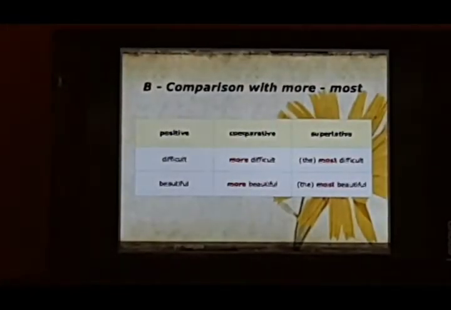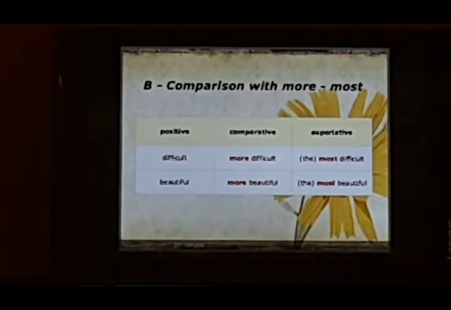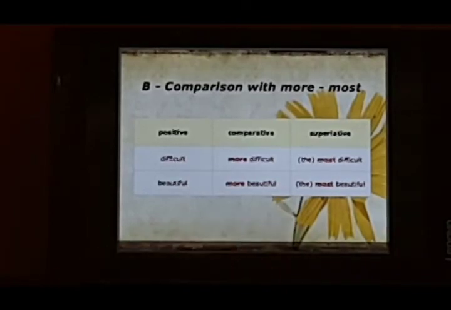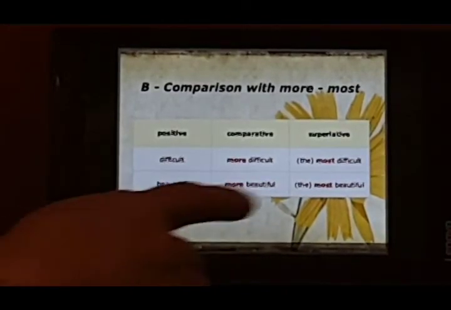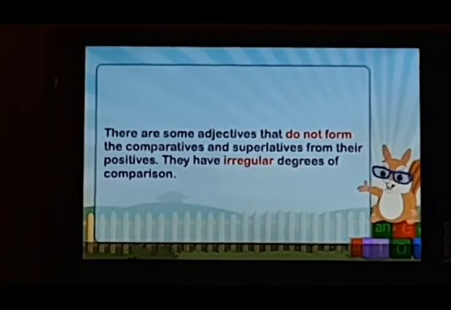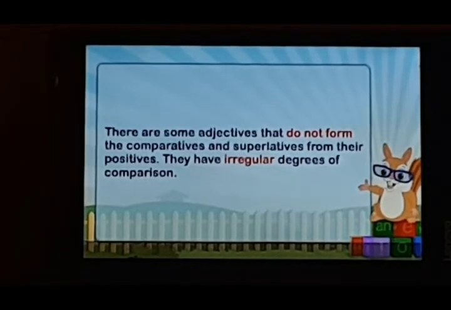So here are more examples. Difficult, a 3-syllable word. So we say more difficult and most difficult. Beautiful, more beautiful, most beautiful. Expensive, more expensive, most expensive. Now see, these were some of the rules which we follow while changing the word positive degree into comparative and superlative.